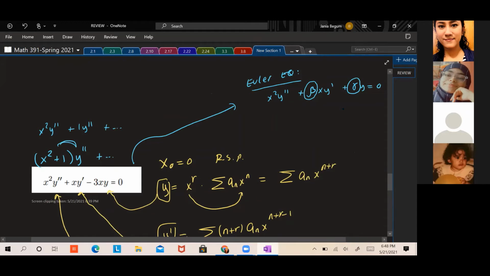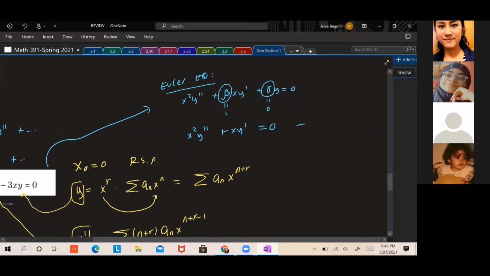It's 1 and 0 respectively. Okay, so that means our Euler equation is going to be x squared y double prime plus x y prime equals 0. And now we can write out the initial equation. So that would be r times r minus 1 plus r equals 0, right? Yeah, okay. So what are the roots? We have r squared, just 0. Oh, yeah, okay. Cool. So I guess that's the only root.